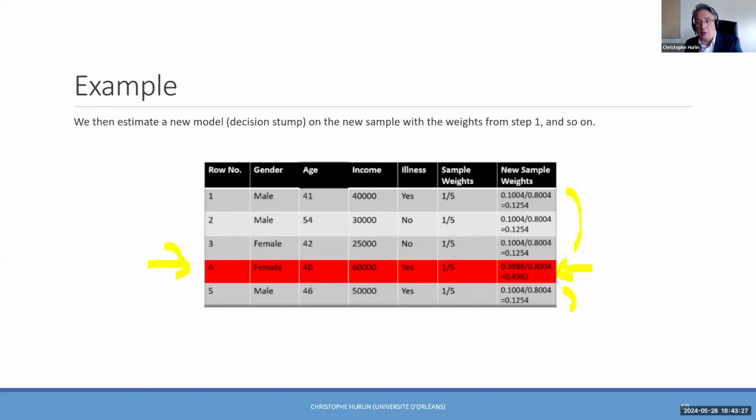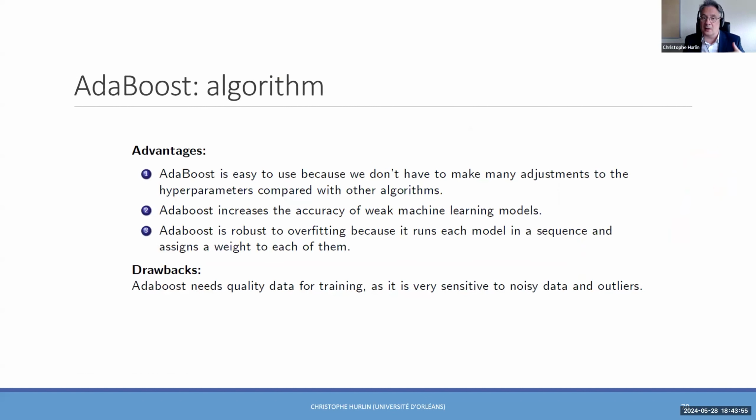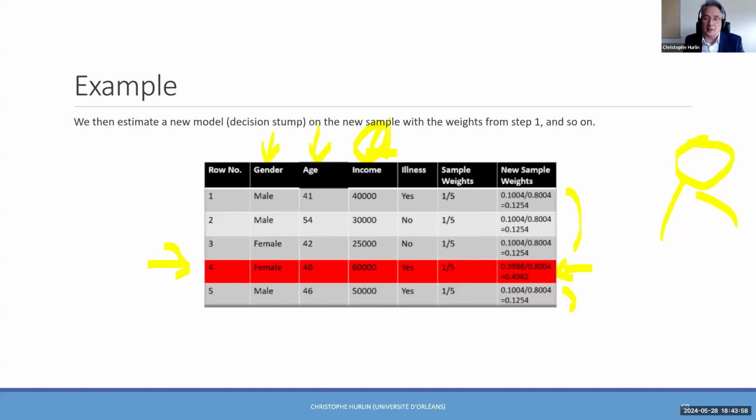And now we redo the same. We determine a new model by considering gender, age, income. We compare these models based on the impurity decrease. We consider, for instance, that the best model now is based on income. We compute the error of classification. We compute the alpha 2. We compute the weights, etc., etc. Is there any question about the AdaBoost algorithm?